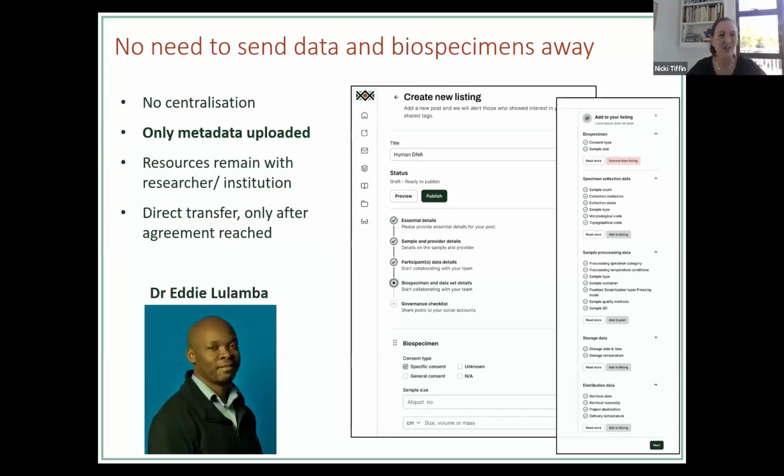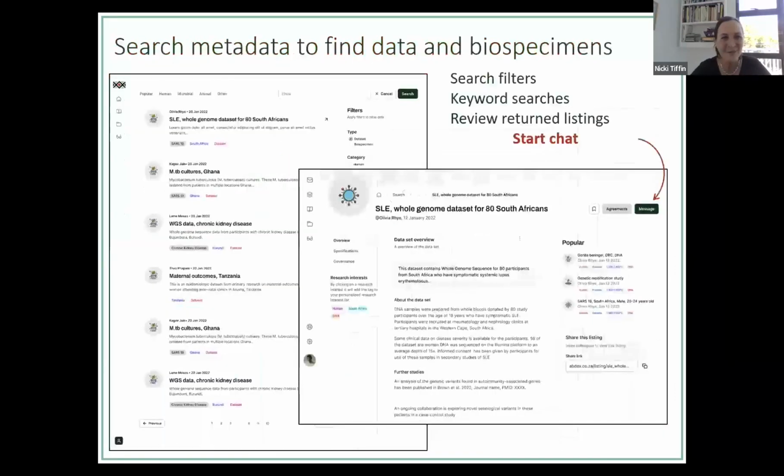And I just want to mention Dr. Eddie Lulamba in my group, who's done a lot of the work to build the ontologies behind this front end, in order to capture the metadata about a huge variety of different types of samples and data that might be shared. This is what the search page looks like.